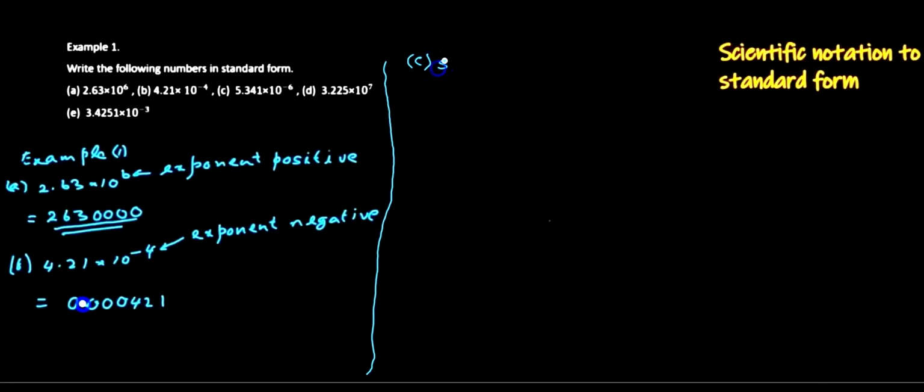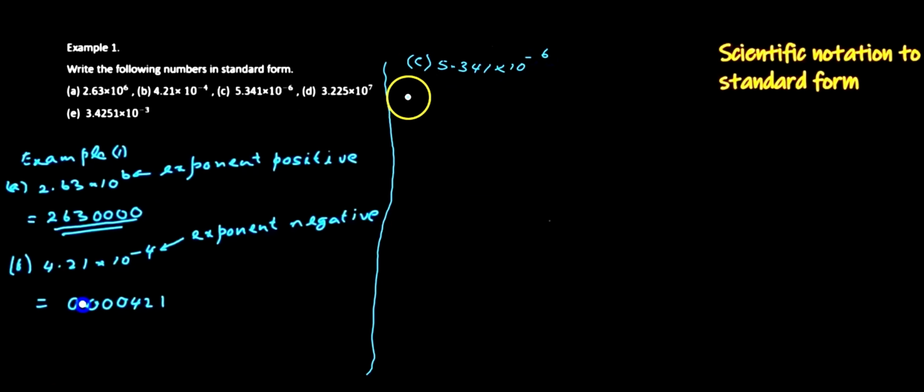Let's go to part C. In this we have to move the decimal point 6 places to the left. The answer is 0.000005341.